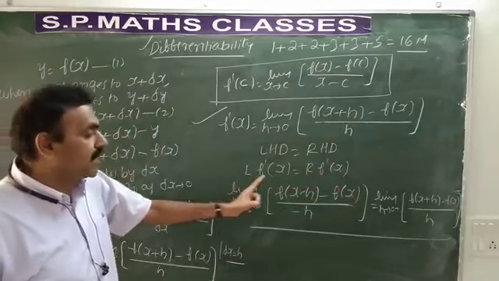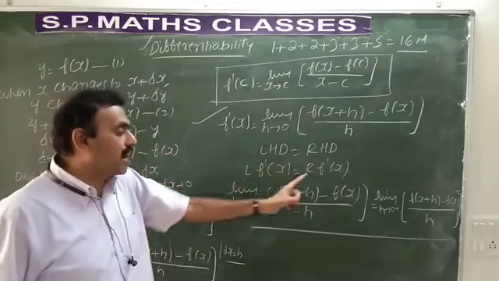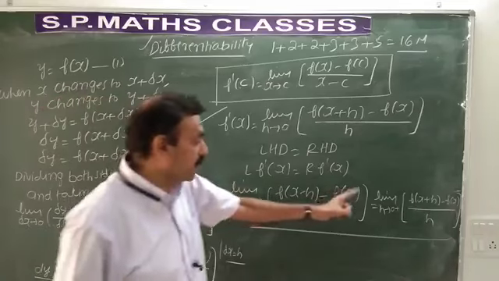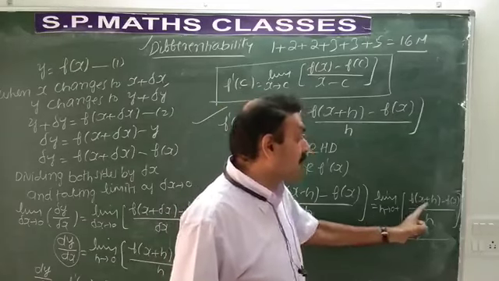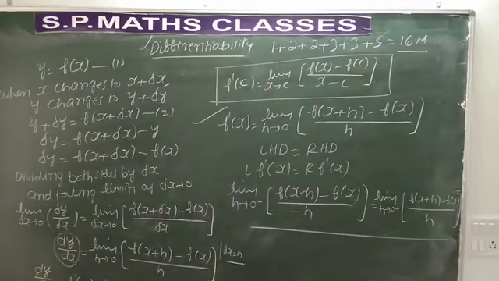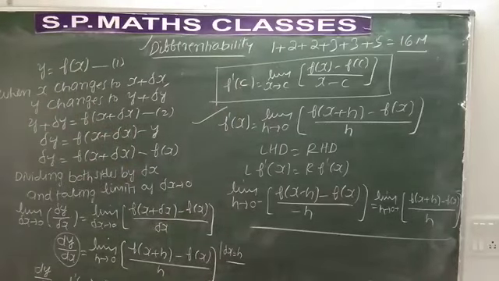Left hand derivative is L f dash of x, right hand derivative is R f dash of x. L stands for left, R for right. The left hand derivative is the limit as h tends to 0 minus of f of x minus h minus f of x by minus h. The right hand derivative is the limit as h tends to 0 plus of f of x plus h minus f of x divided by h. So this is the actual meaning. This derivative is also written as f dash of c, the limit as x tends to c of f of x minus f of c divided by x minus c. I think you have understood the concept of derivatives.